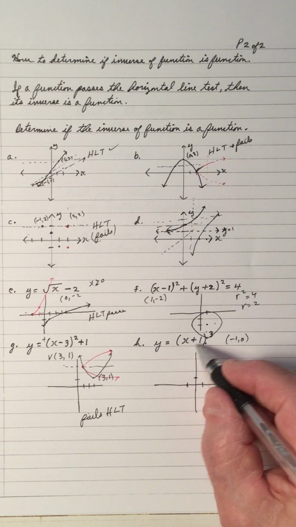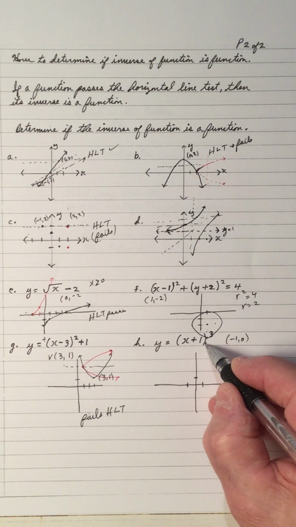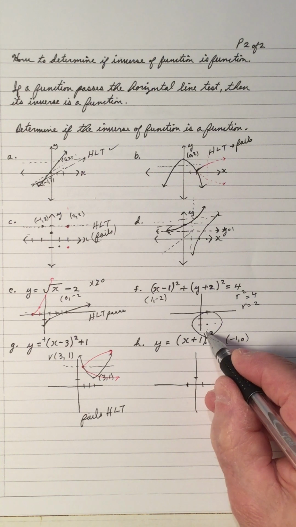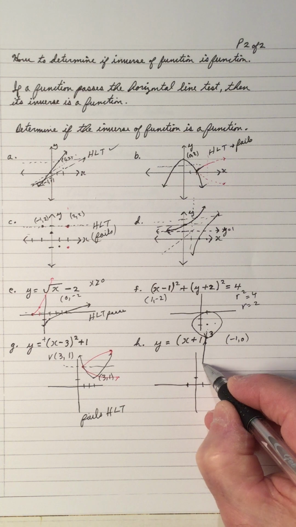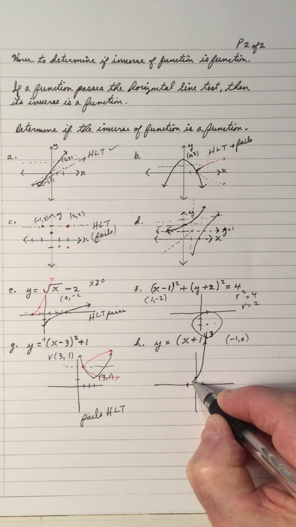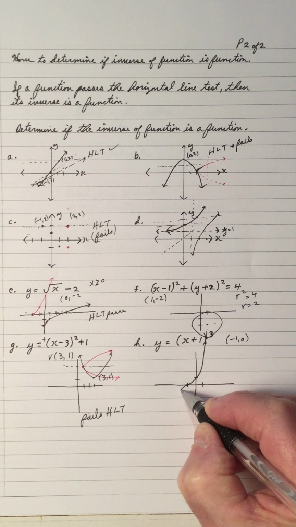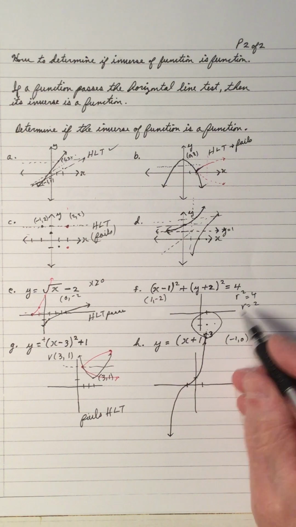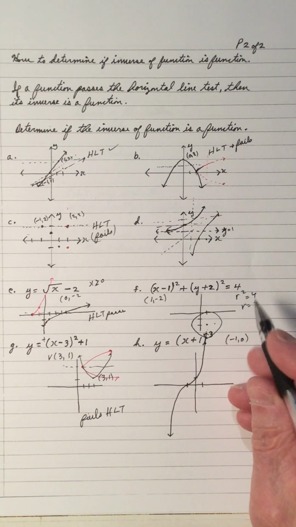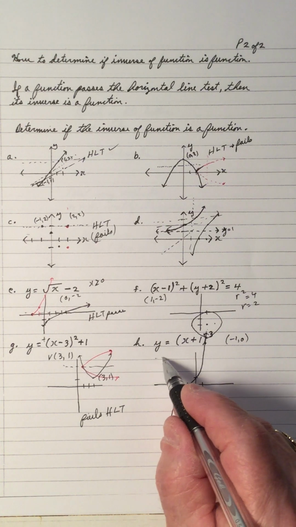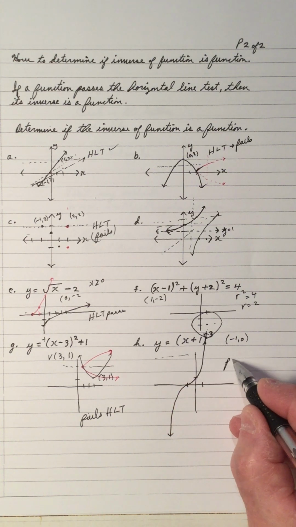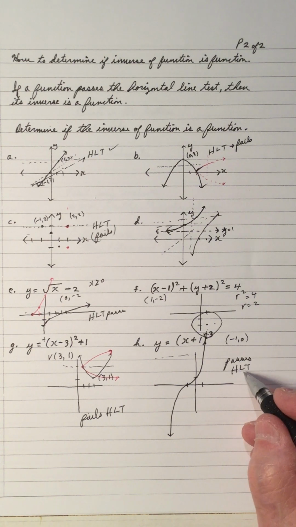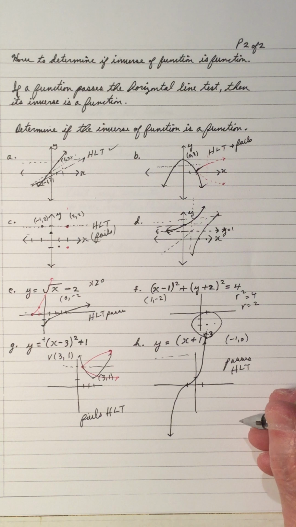So this cubic graph is a sideways S. It comes down through here, and as it hits this intercept right here, it comes down like this, it bends, and goes into here. Then when it goes out, it's doing this. So there's the x cubed. It's a sideways S. We've seen this in the cubic graph before. It passes the horizontal line test, so because it passes the horizontal line test, its inverse is a function.